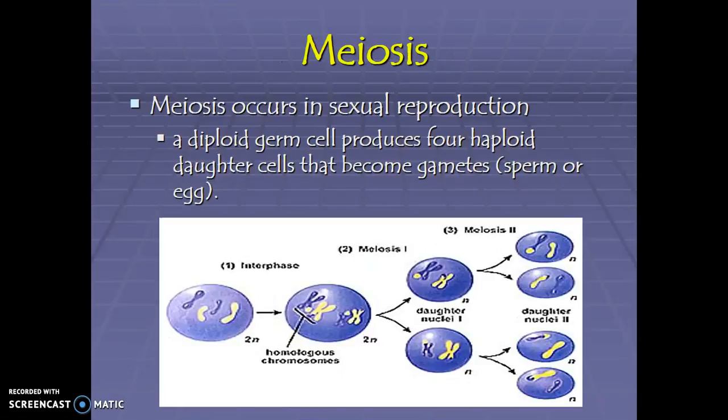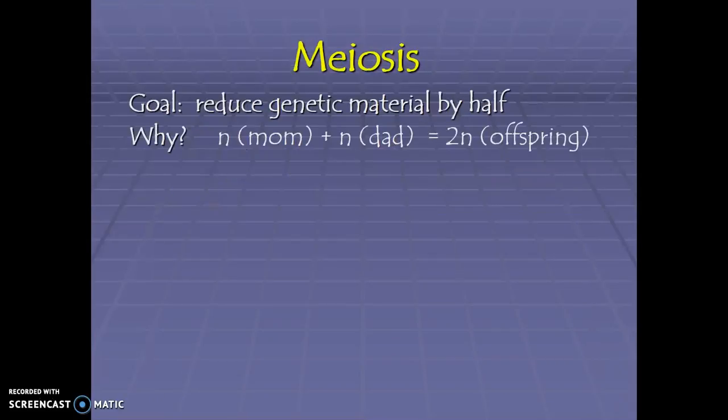So meiosis. Meiosis is going to occur in sexual reproduction. You're going to take a diploid germ cell, and it's going to go through the process of meiosis, and that one diploid germ cell is going to create 4 genetically distinct haploid sperm or eggs, depending on whether you're XX or XY, okay? So the whole goal of meiosis, the whole reason why we do it, is to reduce the genetic material by half, to go from diploid to haploid.